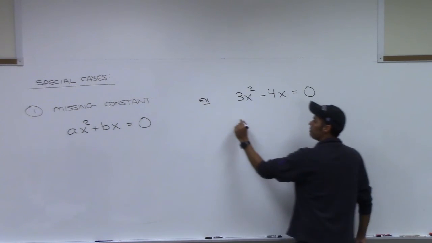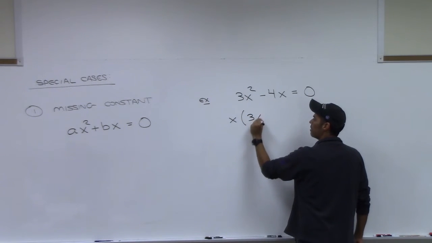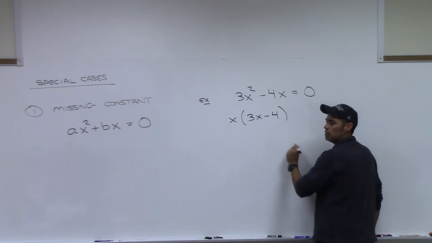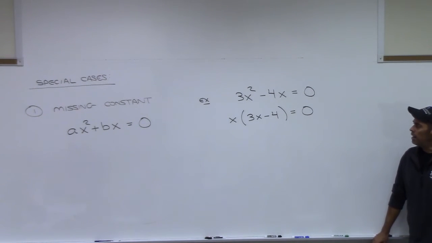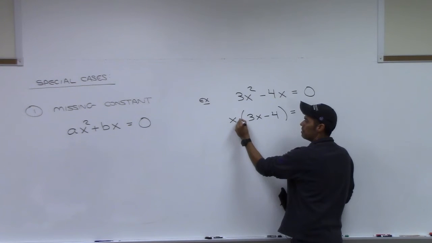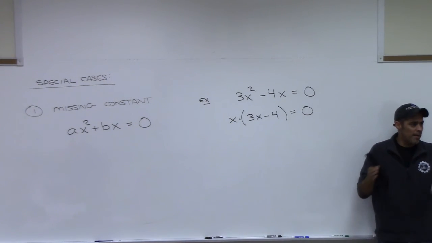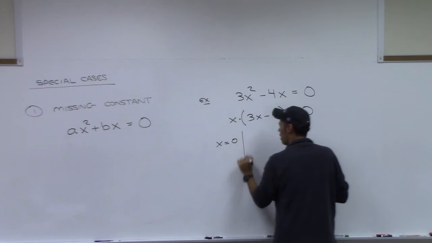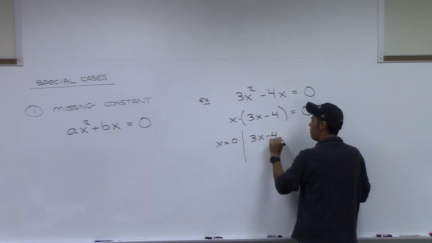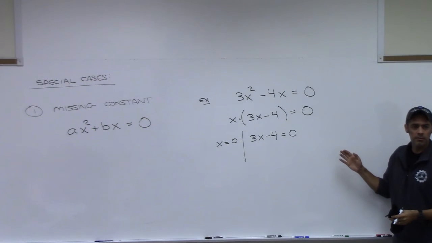X. So you just factor an x out, and then you'll be left with 3x minus 4 equals 0, right? And now you have 2 things that multiply to be 0, right? And whenever we have that, we just set them both equal to 0. So I'm going to set this one equal to 0. I'm going to set the other one equal to 0. And now I have 2 little equations I go solve.